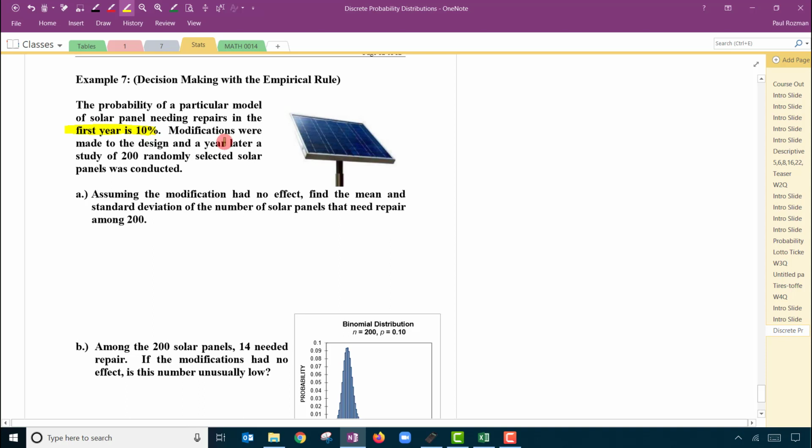And they didn't like that. 10% was a high repair rate. So they modified the design of these and then installed them for a year, and then they did another test. So they studied 200 of the modified ones, and then we'll ask some questions. So assuming that the modification has no effect at all, what would the mean and standard deviation be for this group of 200?